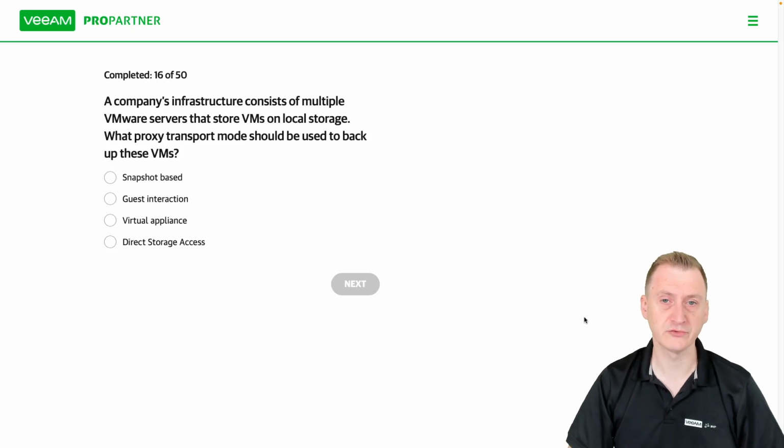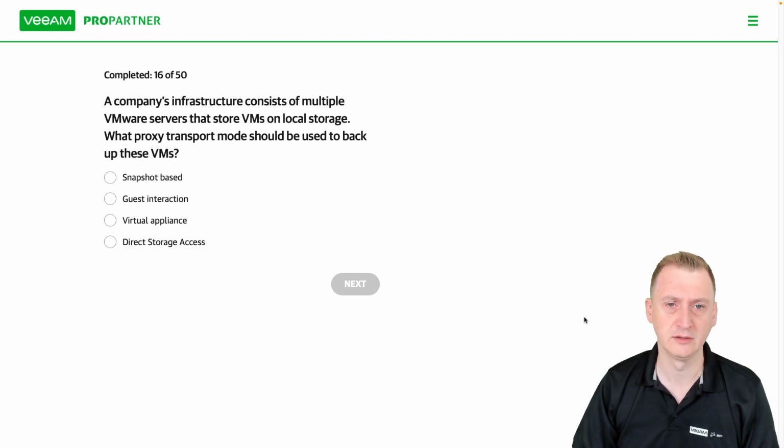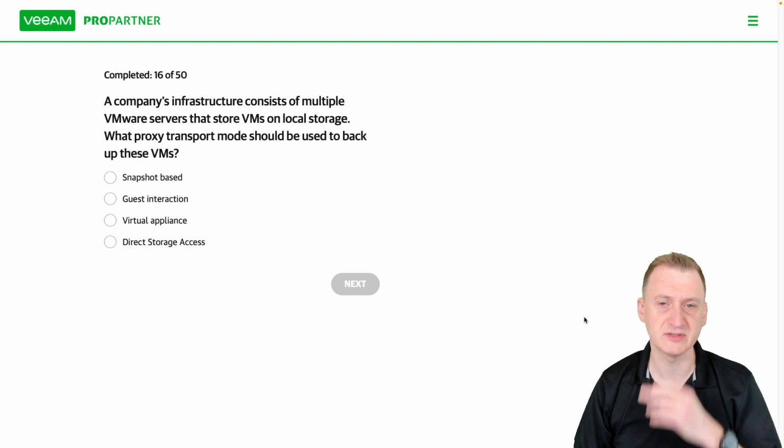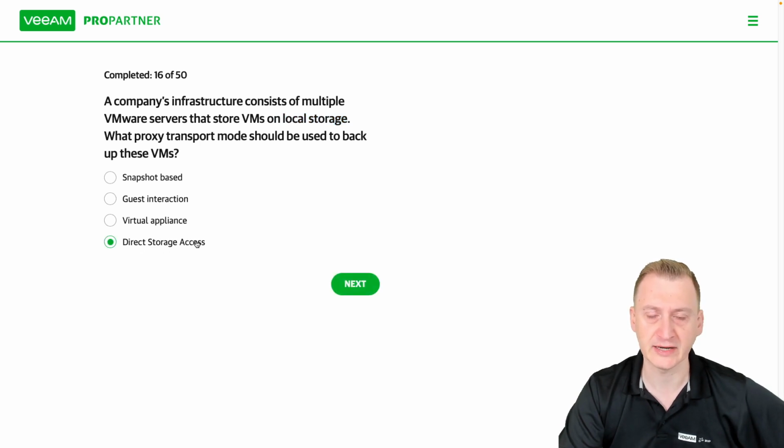A company's infrastructure consists of multiple VMware servers that store VMs on local storage. What proxy transport mode should be used to back up these VMs? So local storage is going to mean that we, for example, cannot use direct storage access, right?